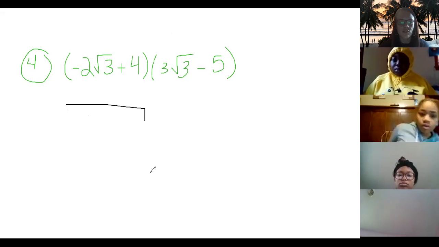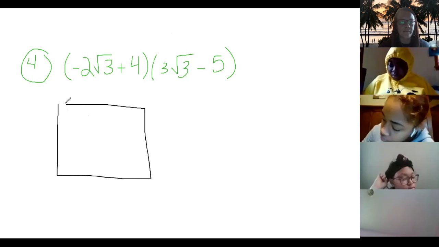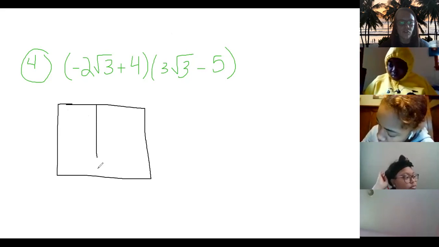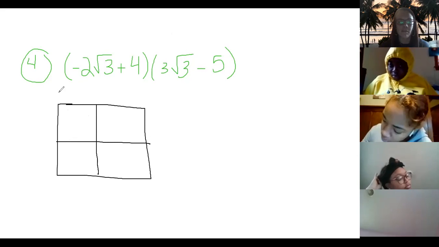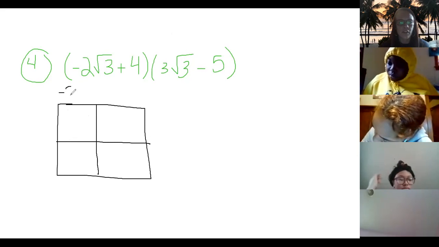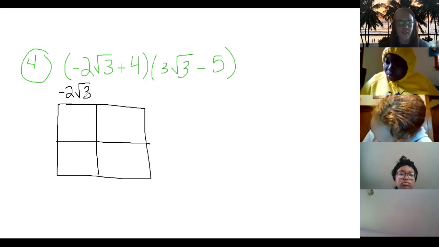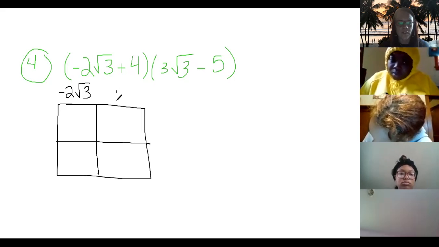So I'm going to go ahead and draw. Okay, Chloe, hi. I'm going to go ahead and draw the box. So a 2 by 2 box because it's a binomial times a binomial. So I'm going to put here at the top, my first term is negative 2 square root of 3. My second term is plus 4.